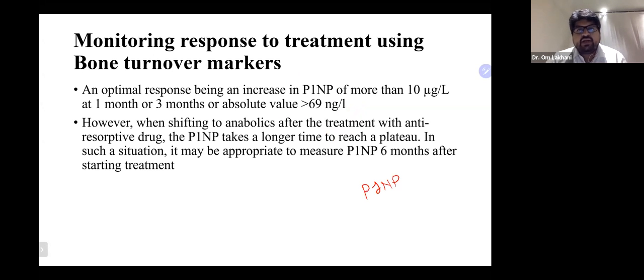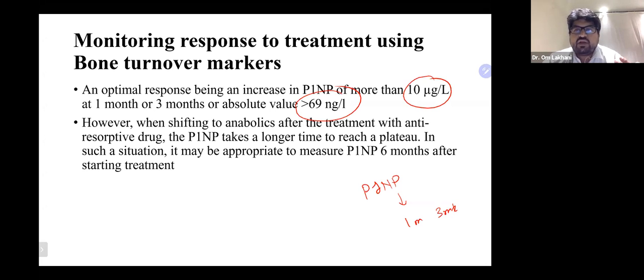Then we start the teriparatide and repeat the P1NP at 1 month and 3 months. This tells us two things: the effectiveness of the molecule, and the compliance of the patient. Optimal response is about a 10 microgram per liter increase of P1NP above baseline, or an absolute value. Sometimes, if the first sample has not been taken for whatever reason, an absolute value of more than 69 nanogram per liter after a period of 3 months is a sign of a good response to teriparatide, right?